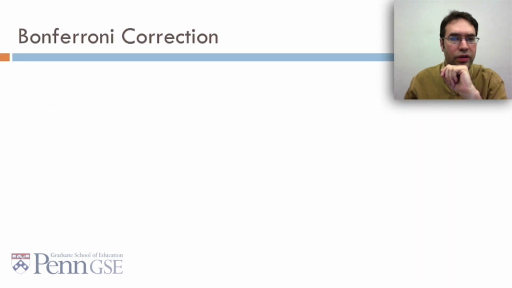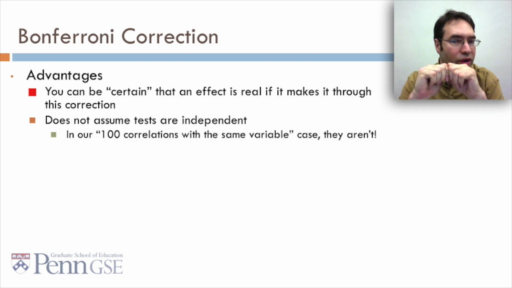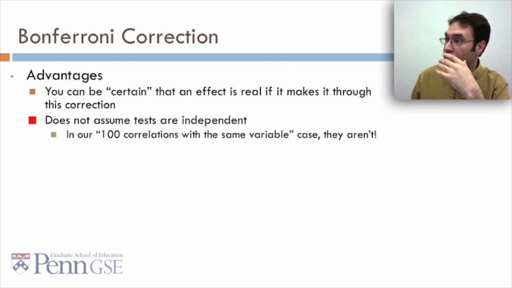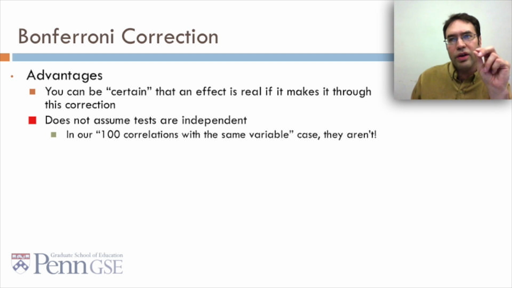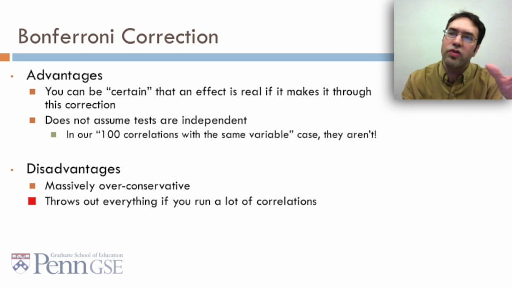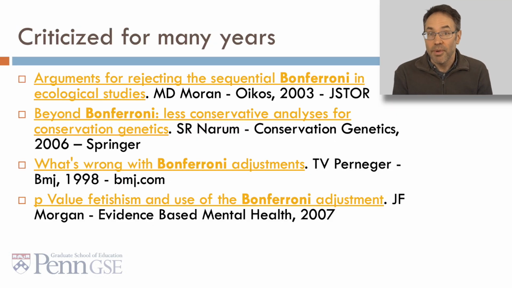Now let's talk about the Bonferroni correction. There are some advantages. First of all, you can be certain, so to speak, that an effect is real if it makes it through the correction. And it doesn't assume that tests are independent, which is good. Some variants on Bonferroni that are a little less conservative, still within the FWER paradigm, think that you have to have independent tests. The main disadvantage is it's massively over-conservative. If you do a lot of correlations, it's going to throw everything out, and a lot of genuine effects will just go into the wastepan. So, despite its continuing popularity, Bonferroni has been criticized for many years. It's just, I think, an out-of-date correction.